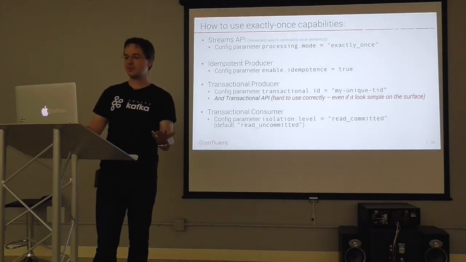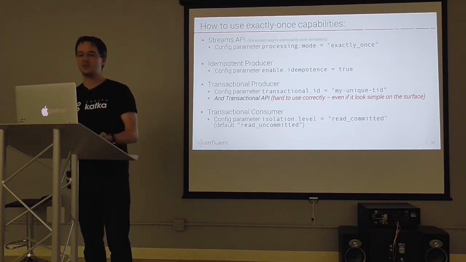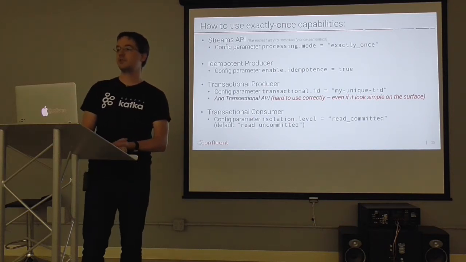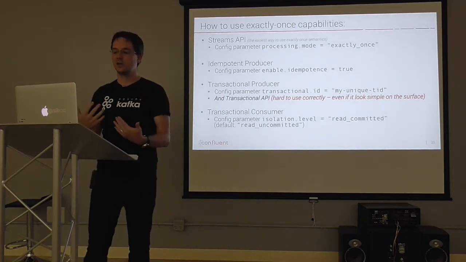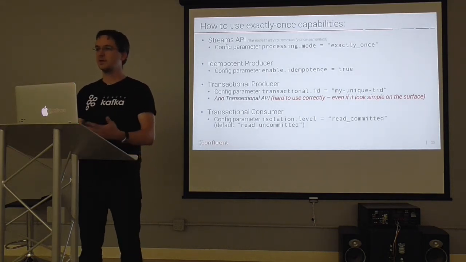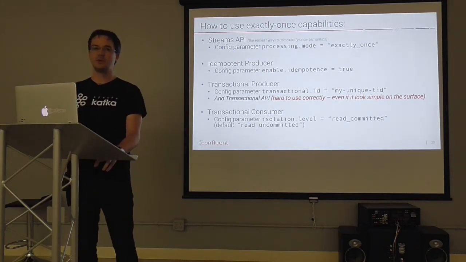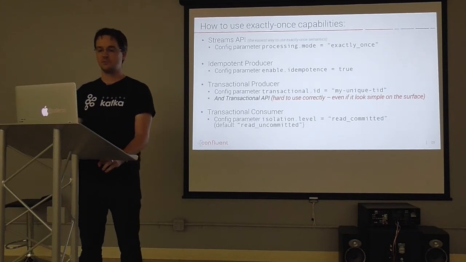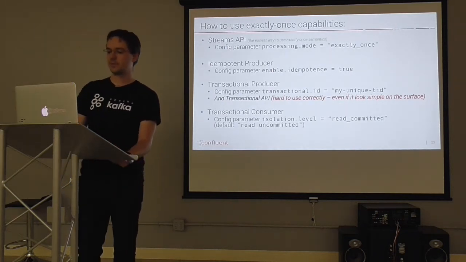So how do you use this in practice? A few more details. For the Streams API I mentioned already, it's just a configuration parameter you set. We don't need to change any code. And all the nitty-gritty details about transactions are done internally for you. If you go with lower level APIs and you use the idempotent producer, it's also just a configuration. Also no code change required.